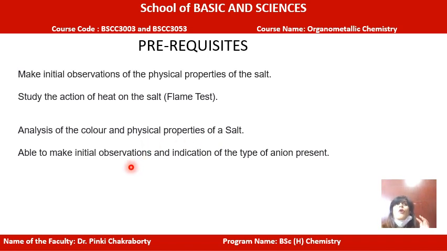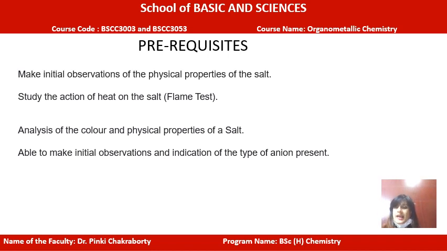Fourth is always a student should be able to make the initial observation and the indication of the type of the anion present. Now, what is meant by the fourth point is, suppose you are smelling the salt. If there is no odor or no smell coming out of the salt, there is a certain category of anions which we will see which come under that category. So you can say, okay, this particular salt will be having this type of anions.